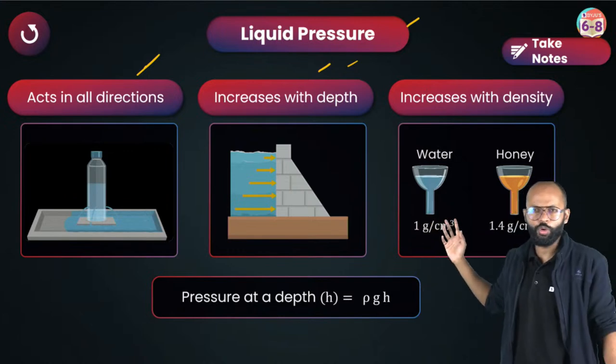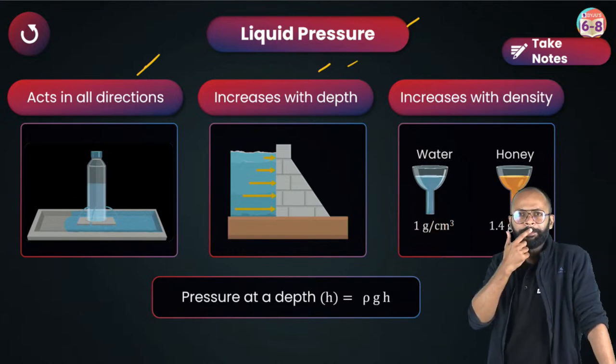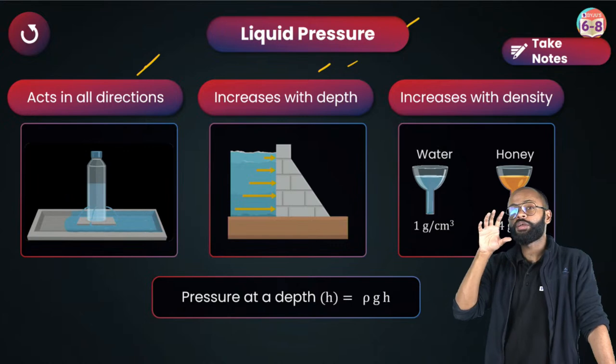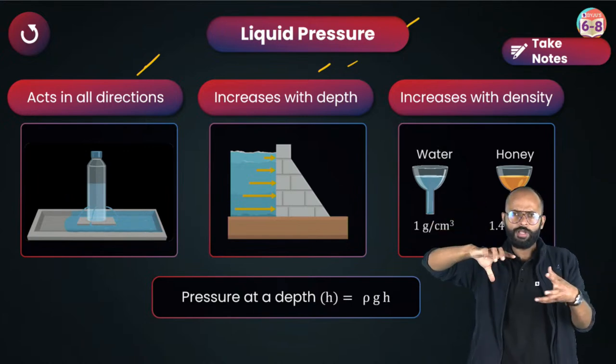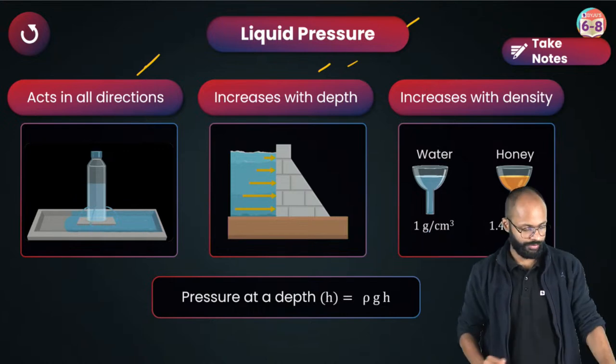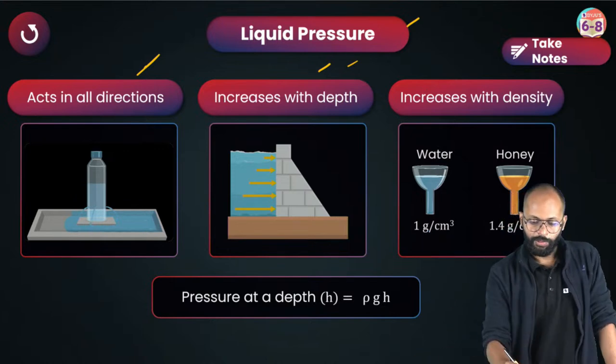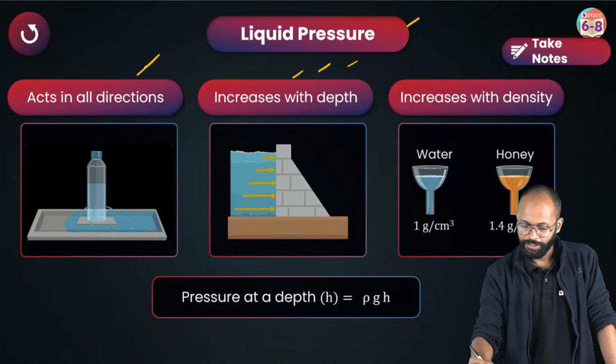Aur abhi to yaar, wo Ocean Gate wala ek incident hua hai na? Remember, these guys went to see the Titanic, which was very deep in the ocean, but the force, the pressure was so much, the submarine kind of imploded, right? So that's why. Pressure increases with depth.